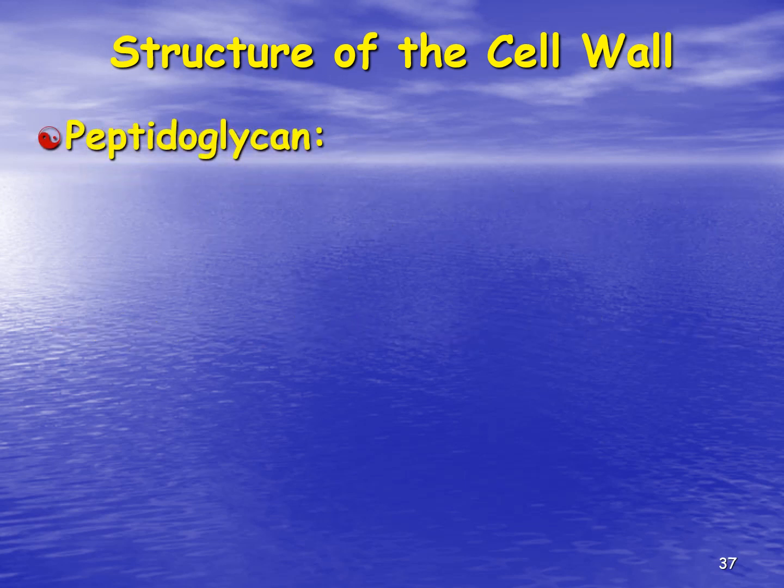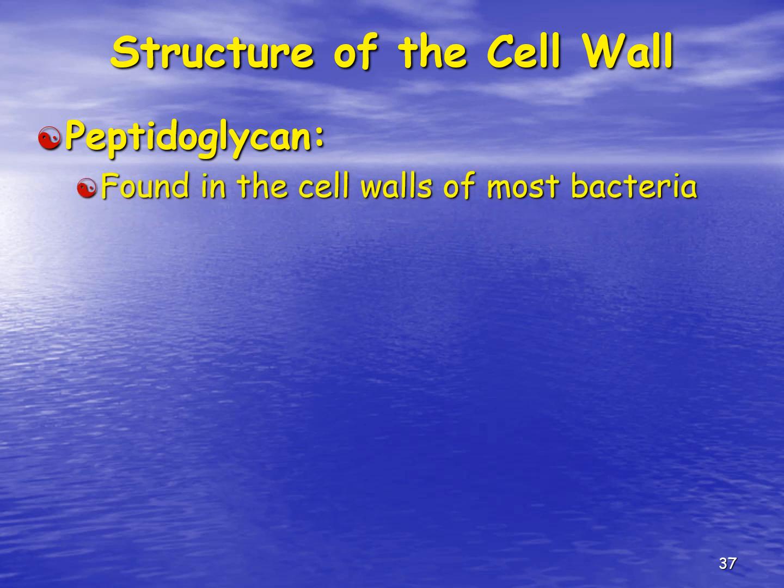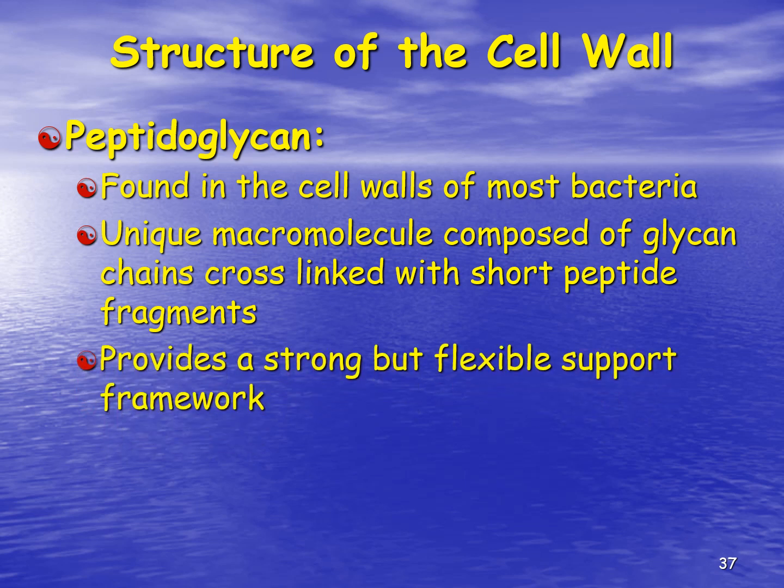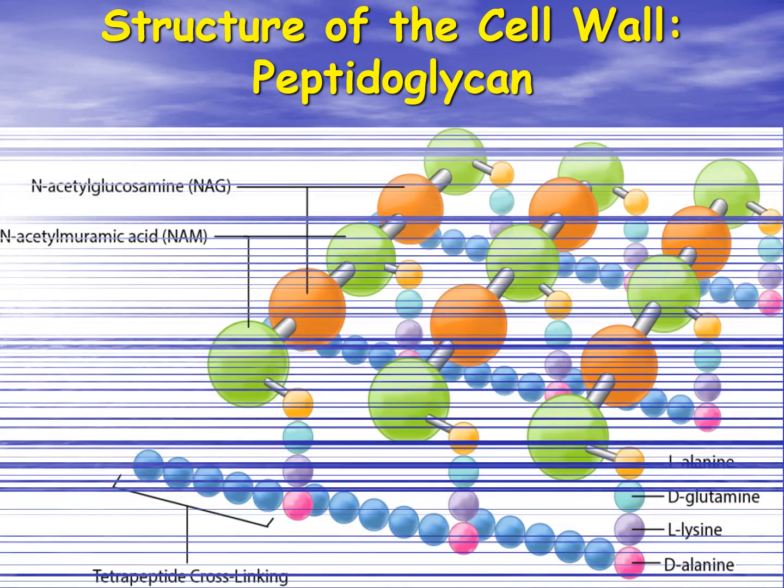So what is this peptidoglycan? Well, it's found in all bacteria, almost all, except for the mycoplasmas. And it's a unique macromolecule composed of glycan chains, which are sugar chains, cross-linked with short peptide fragments. And I'll show you the picture in just a second. This provides a very strong but flexible support framework in the cell wall.